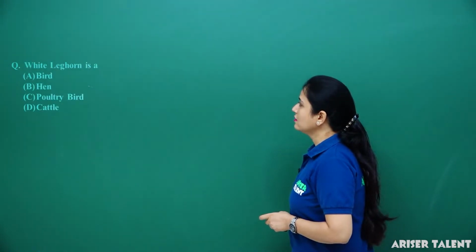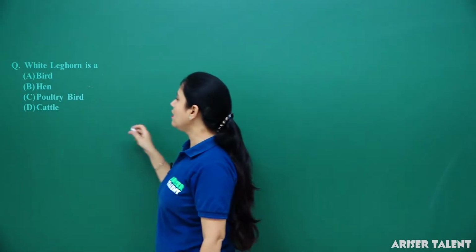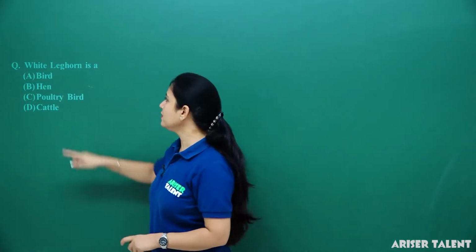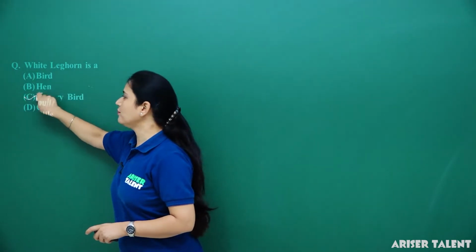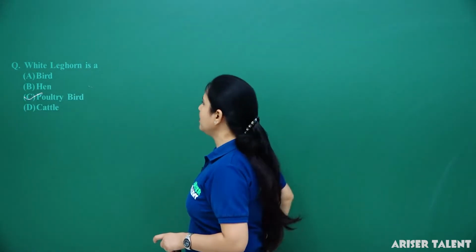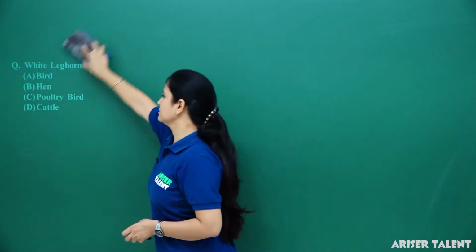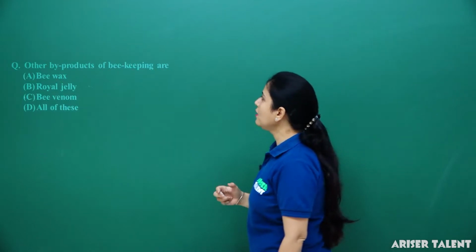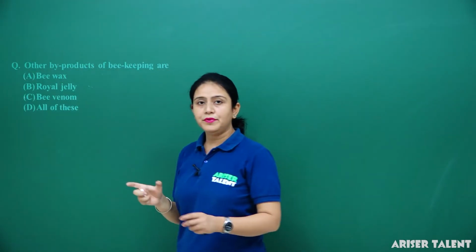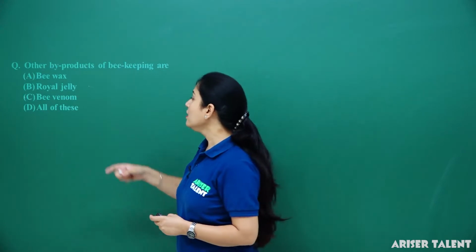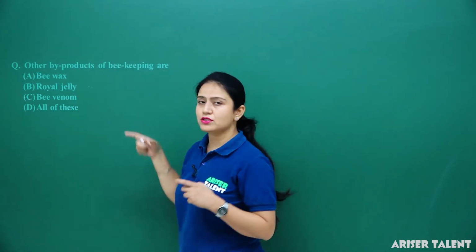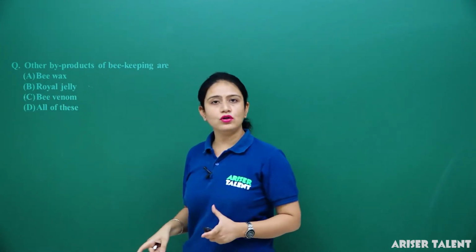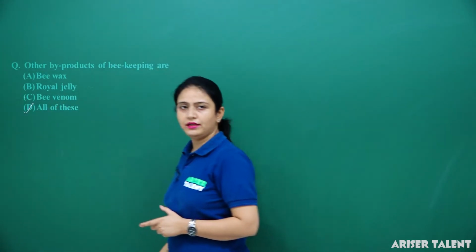Next is, white leghorn is a bird, hen, poultry bird, or cattle. As we have all studied in the chapter, white leghorn is a poultry bird. Option C is the correct answer. Next is, other byproducts of beekeeping are. Beekeeping means rearing of bees. So why do we do beekeeping? To get wax, to get royal jelly, to get bee venom. All of these. Option D.